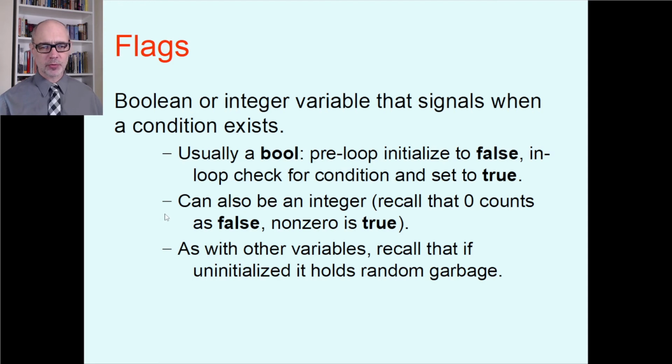I usually use a Boolean for that. You could use an integer, which is kind of old school style. Remember, 0 counts as false, and anything else really counts as true. So you could use an integer that's either 0 or 1, and that would work. As with other variables, remember, if you forget to initialize it at the beginning before the loop, it's going to hold random garbage. So it could start out either true or false, and that would be bad if it started true, because then even if the action never occurs, the Boolean is going to say that it did. So don't forget to initialize your variable to false before the loop.